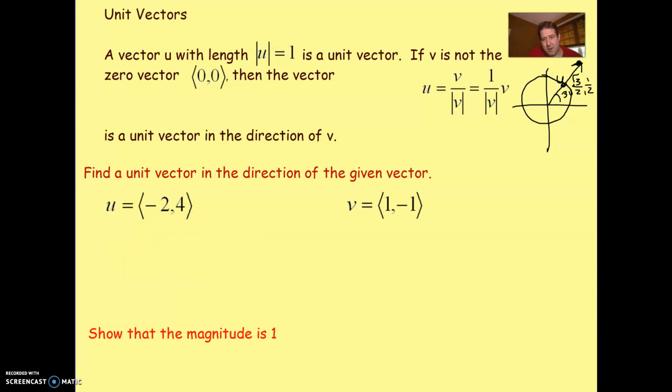So what I'm going to do is find the magnitude of the vector that's given. And clearly you just saw what I was doing. I'm going to use that formula of negative 2 squared plus 4 squared. Negative 2 squared is 4, and 4 squared is 16. So that becomes the square root of 20.